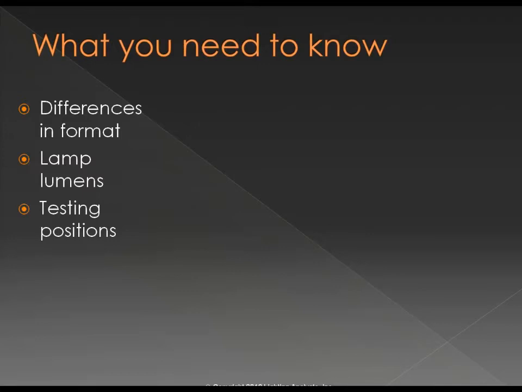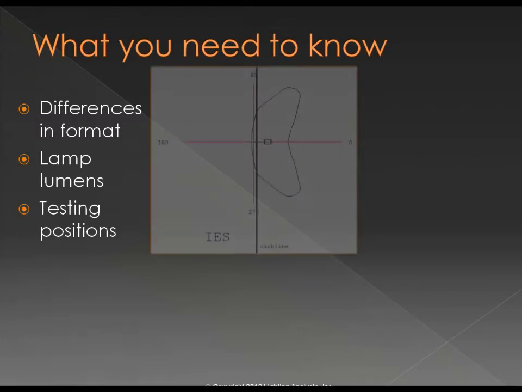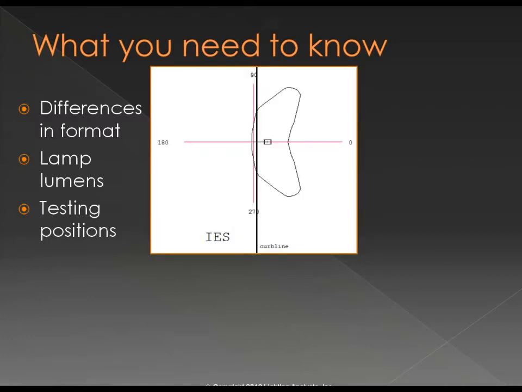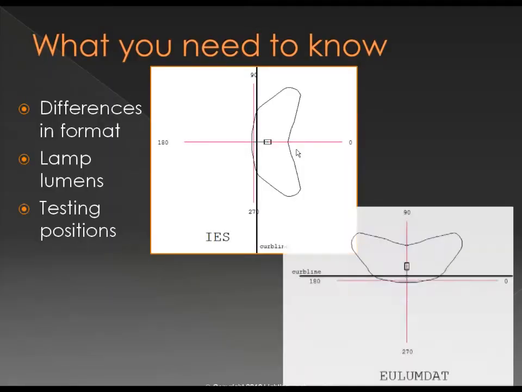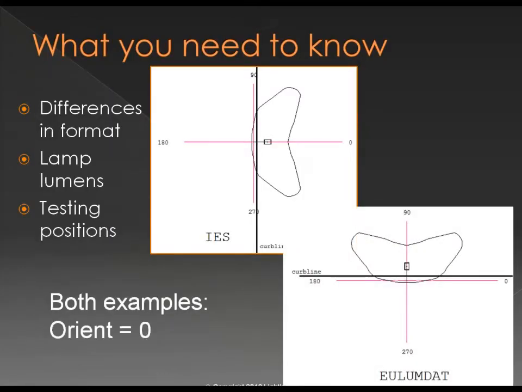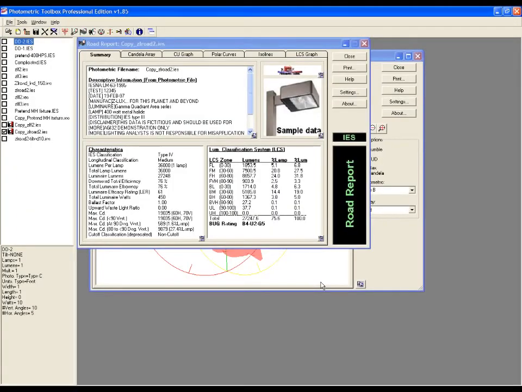For roadway luminaires, which of course can be used for area lighting also, in IES format, the 0 degrees horizontal angle is towards the front of the luminaire, which would of course be perpendicular to the curb line. But in EU LUMDAT format, 0 degrees horizontal is pointing out of the luminaire's right side, which is then parallel to the curb line.